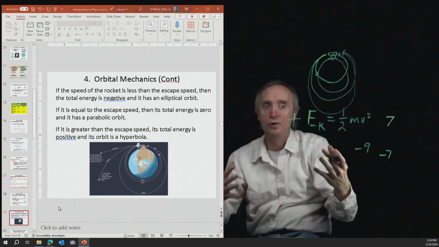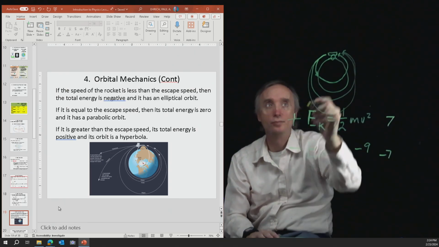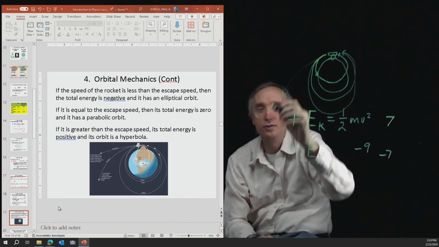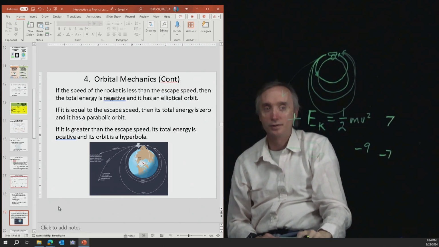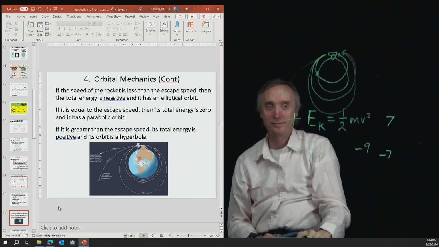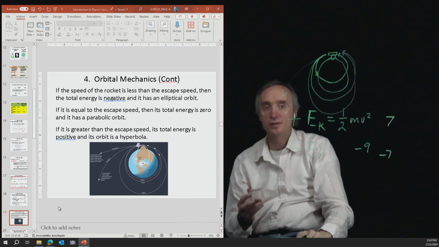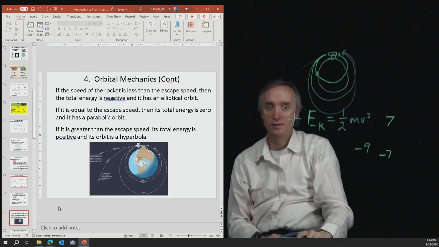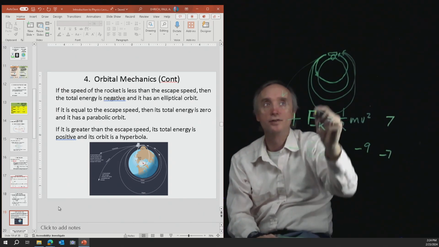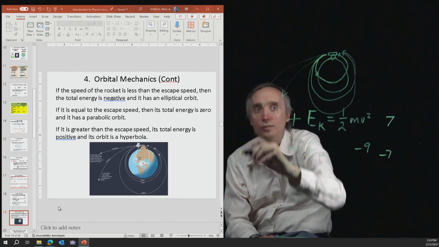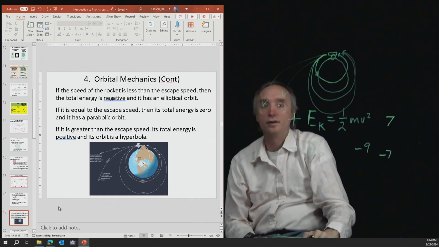Okay, let's give it more speed. If we give it more speed, it can escape. What do you think we should call that speed? The escape speed. If a rocket has escape speed, it can escape the gravity of the Earth. And then you could even go faster than the escape speed. If you're going faster, it has this kind of orbit, which is going to be called a hyperbola.